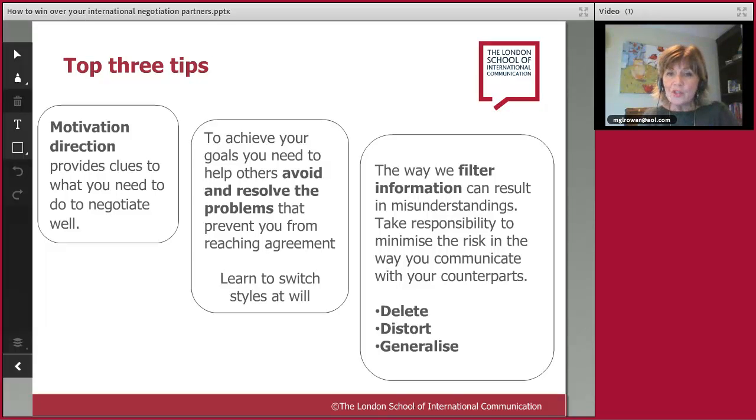When you're looking at distortion, yes, it can be great to do a bit of blue sky thinking and to get some creative ideas, but sometimes we need to keep the context very tight. Keep everything within the scope of the discussion, because the more aspects you bring in, the harder it is to agree something. And then lastly, we're talking about generalizing.